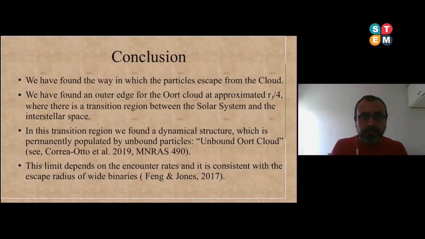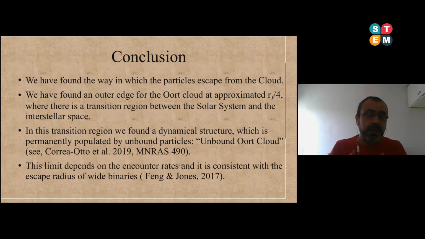To finish, we have found a way in which the particles are able to escape from this Oort cloud. The particles move through the region U1, and then the particles increase the heliocentric distance. Also, we found an outer edge for the Oort cloud, and in this outer edge we found a transition region where there is a population of unstable particles, which we call the unbound Oort cloud.